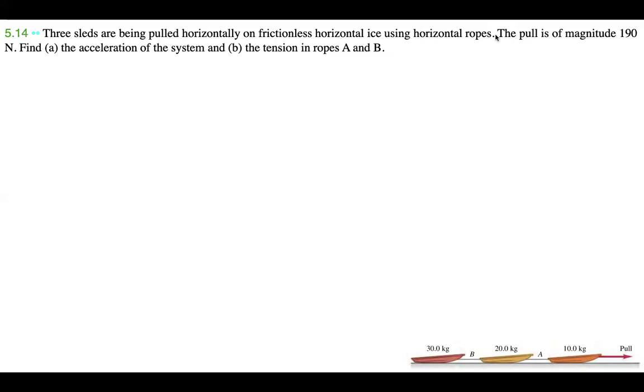Okay, so three sleds are being pulled horizontally on frictionless horizontal ice using horizontal ropes. The pull is of magnitude 190 newtons. Find A, the acceleration of the system, and B, the tension in ropes A and B.